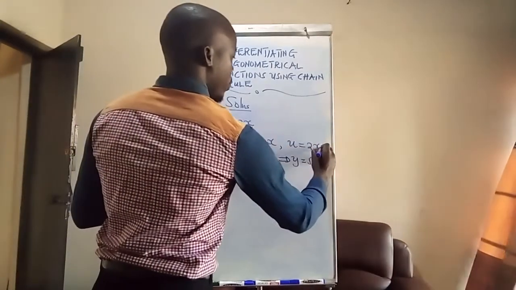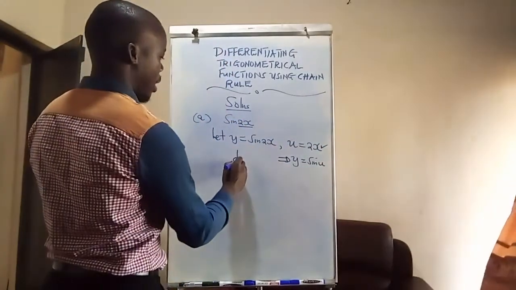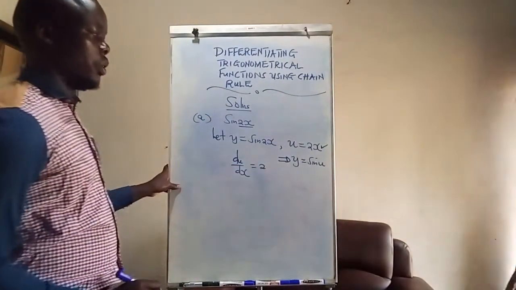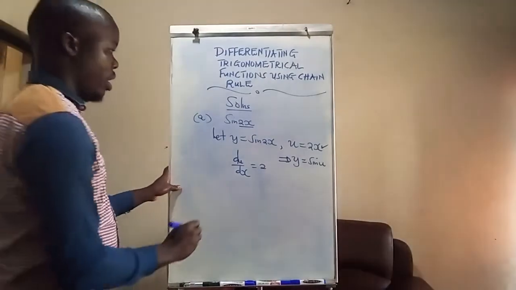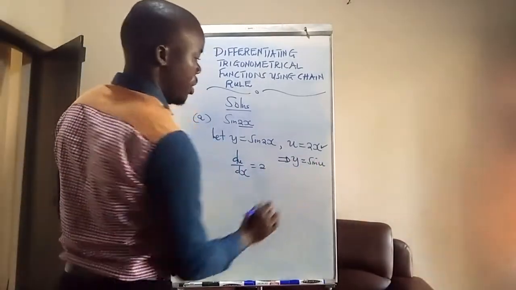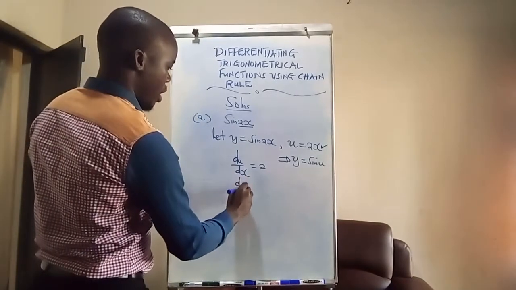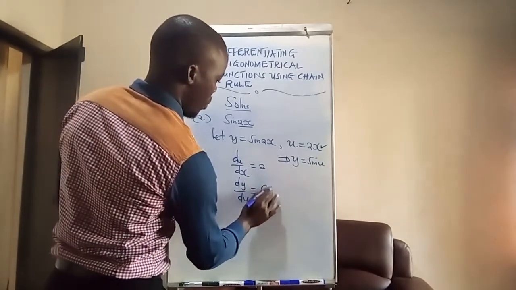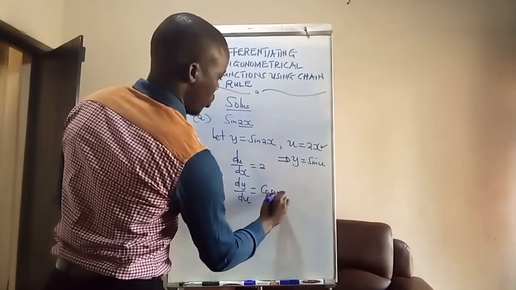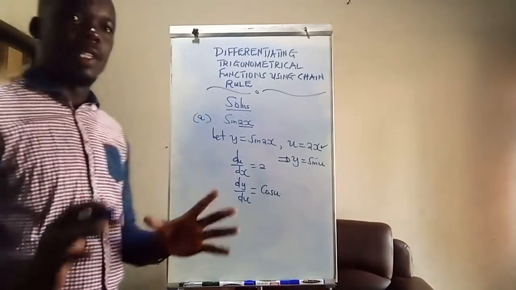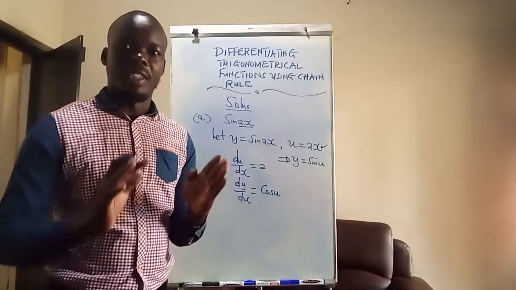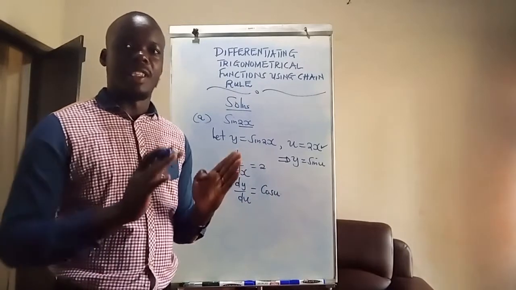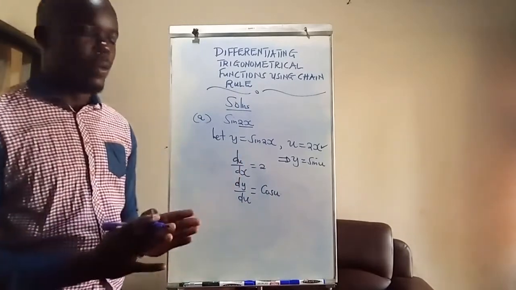Now if u is equal to 2x, we can be sure that du dx will be 2. If u is 2x, then it means du dx is 2. Then if y is equal to sine u, then we can also be sure that dy du is cos of u. Why have I said cos of u? It's because in the previous lesson we confirmed that when you differentiate sine x, you get cos of x. Now u simply replaces x, meaning when you differentiate sine u, you get cos of u.